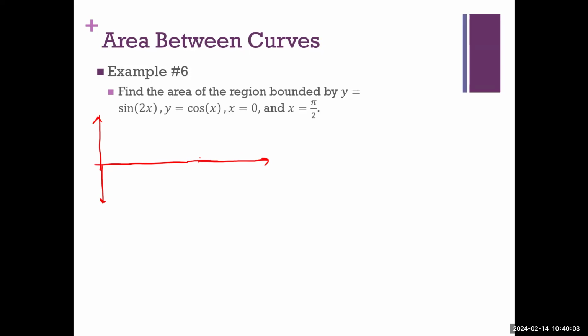I know what cosine of x looks like. So from 0 to pi over 2, cosine starts at its maximum. When does it get to its minimum? Or when does it get to 0? At pi over 2. So this cosine graph should be like that, I believe.